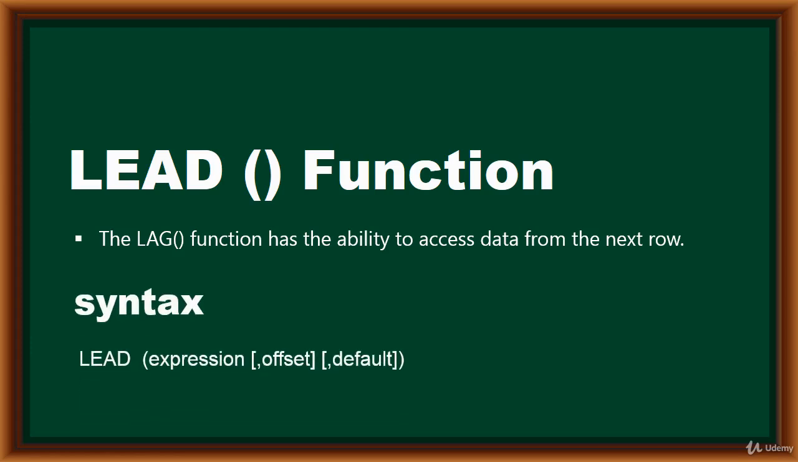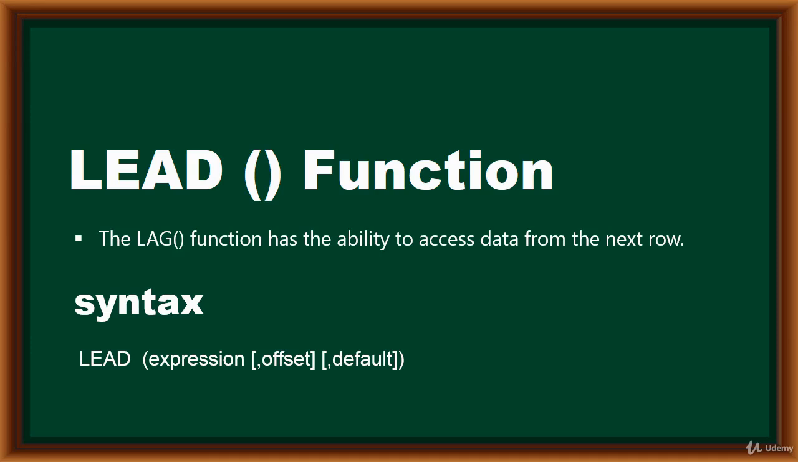So we've got the lead function, and inside the parentheses we've got these various arguments. We've got an expression which refers to a column or expression used to compute the returned value. Next we've got the offset, which refers to the number of rows preceding the lead on the current row. Then we have the default value of the offset, which is usually 1.